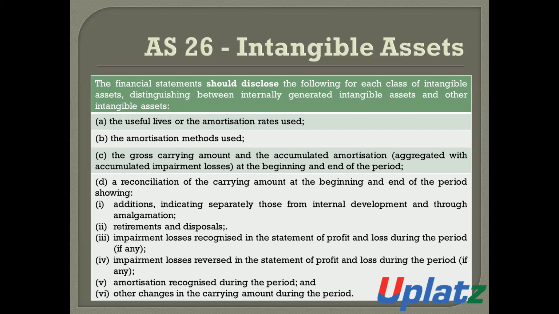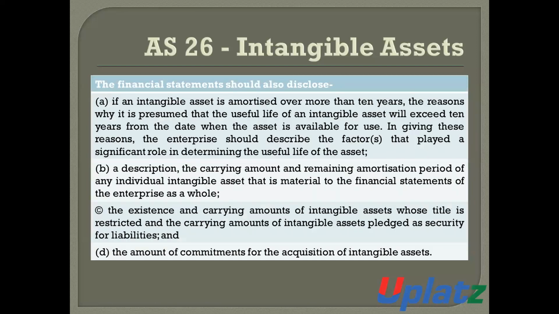All these are included in the reconciliation of the carrying amount of the asset. The financial statement should also disclose, number 1, if an intangible asset is amortized over more than 10 years, then the reason why it is assumed that the useful life of an intangible asset will exceed 10 years from the date when the asset is available for use. Then the fact and the reason should be disclosed.